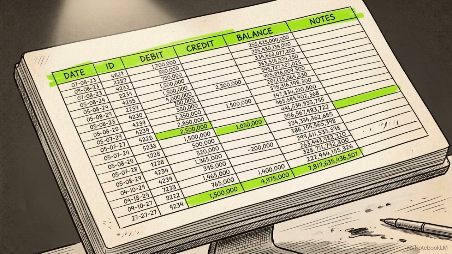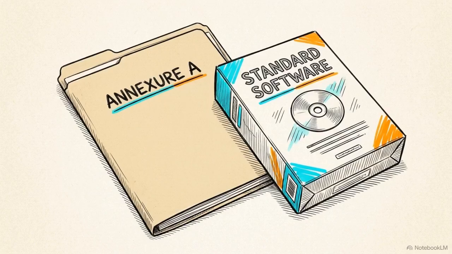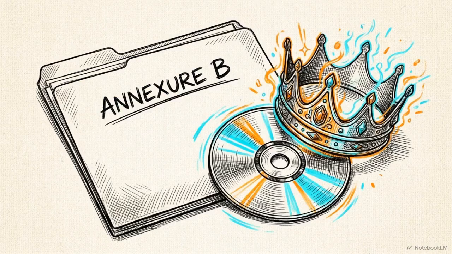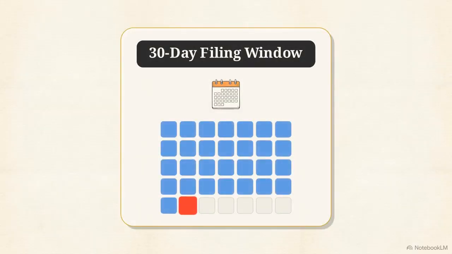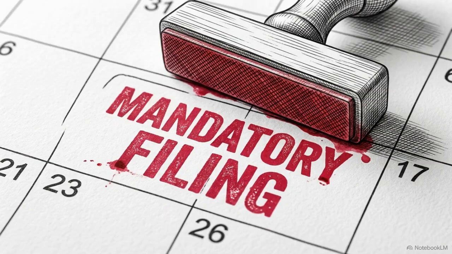Next, you compile your offshore export data into a mandatory Excel summary sheet. You will use Annexure A for standard software exports and Annexure B to log any royalties on software packages. You must prepare and file this bulk statement no later than 30 days from the close of the month in which the invoices were raised. This is a strict legal deadline.